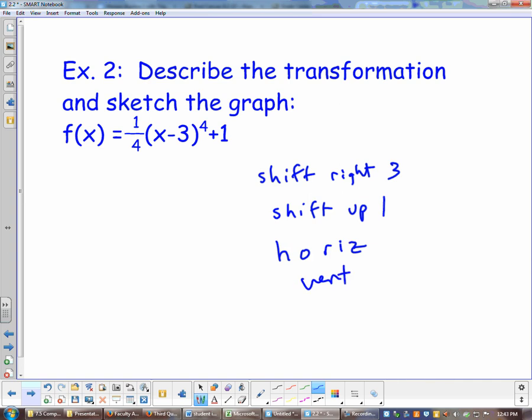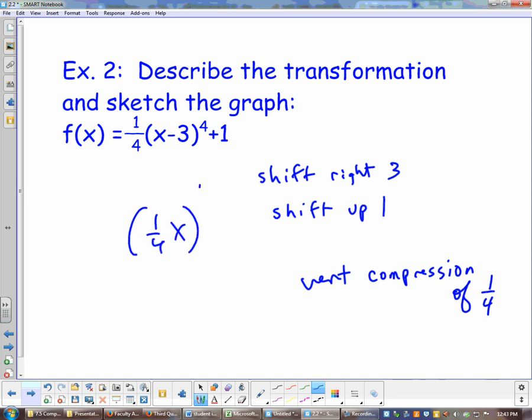How do we decide? If it's out in front of the whole thing, it's going to be vertical. So it is vertical compression or a vertical shrink of 1/4. If it had been 1/4 x raised to the 4, then it'd be horizontal. That would be a horizontal what? Horizontal stretch. Stretch of 4. All right, everybody okay with this?